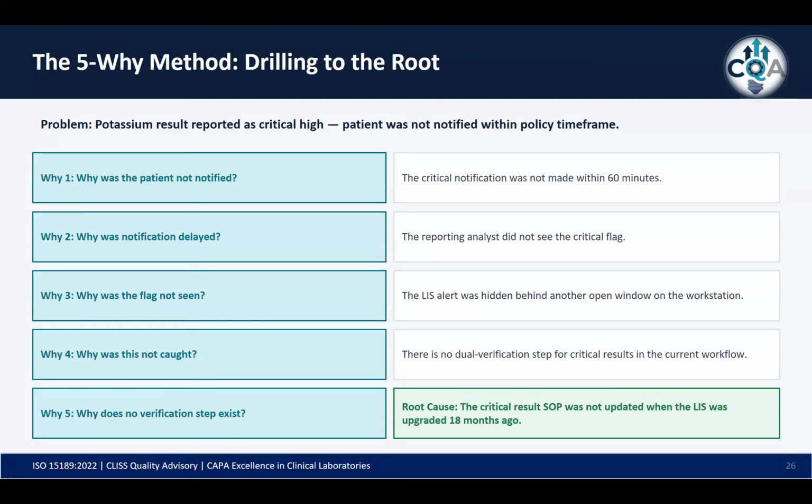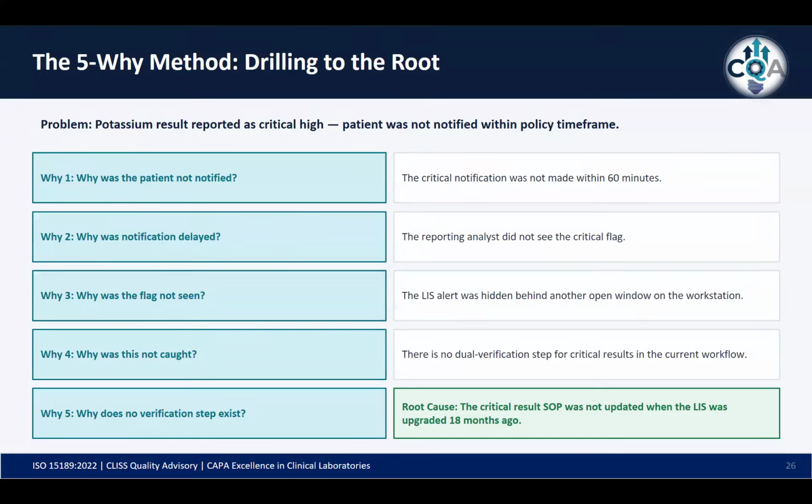Okay, why was this not caught? Why did the analyst not pick it up? Because there is no dual verification step for critical results in the workflow. So you are getting to the bottom of the matter. And why does no verification step exist? The critical result SOP was not updated when the LIS was upgraded 18 months ago.